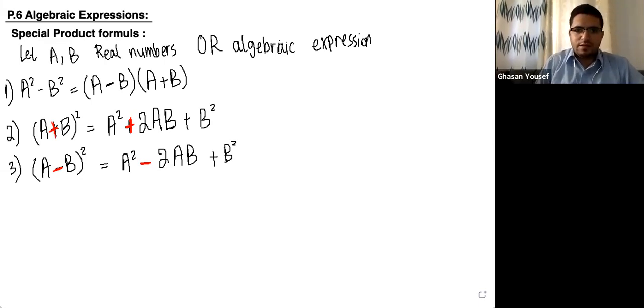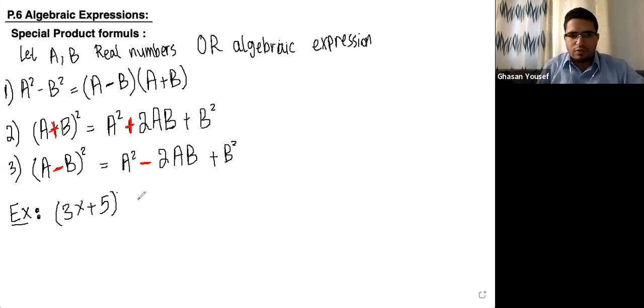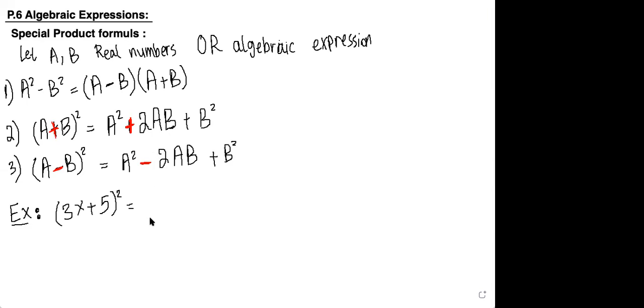Let me give a small example for this, applying these formulas. Suppose I have (3x plus 5), everything squared. Who will do this one? And which formula should I use from 1 to 3 above? Formula number 2. Eric said formula number 2. Okay, can you do it? Can you do the formula? Yes, go ahead.